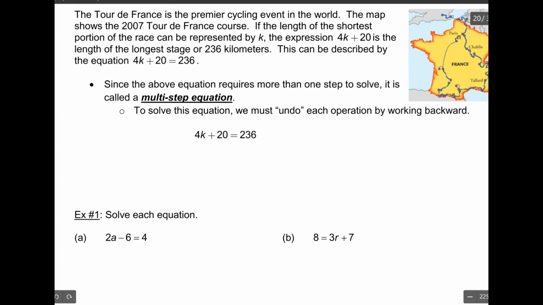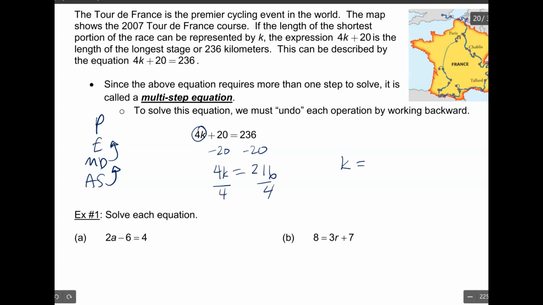So multi-step equations. This talks about the Tour de France. You can read it. But with multi-step equations, you have to undo each operation by working backwards. So if I'm wanting to solve for k, I have to get rid of everything that was being added or subtracted to it. If you're trying to get a variable by itself, you have to work backwards. So first, I subtract 20 from both sides. So I have 4k equals 216, and then I can divide by 4 on both sides. So k is equal to 54. And I think this is describing the shortest portion of the race, in kilometers.